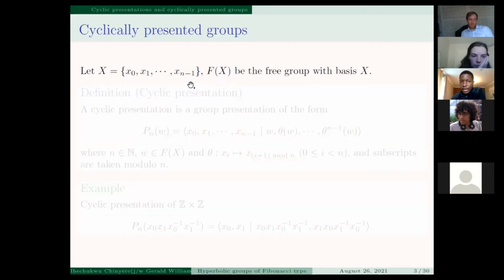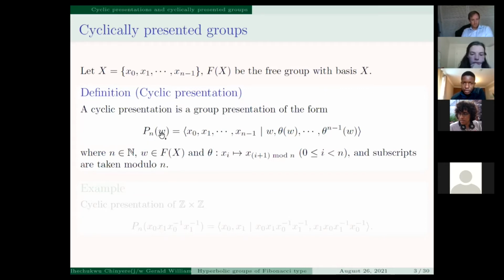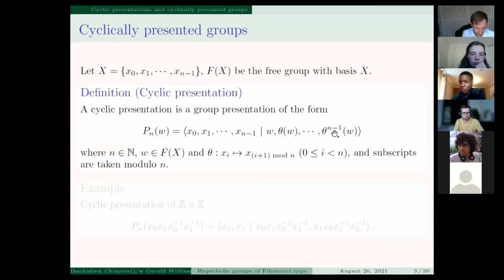So, fix a set X, and F(X) is the free group with X as basis. If you take a word W in your free group, you can define a presentation of this form. It has n generators and n relators, where each relator is obtained from W by applying this automorphism of the free group. So just shift the subscripts of the generators appearing in W by 1, and up to n-1, and when you do it the next time you come back to W. This is what is called a cyclic presentation.